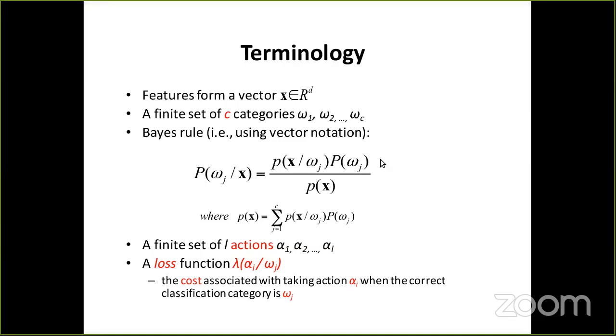Alpha is the decision that you make. It is the class decided by the system, and omega is the true underlying class. When alpha and omega are the same, then there is no error. Okay, so alpha is the output of the classifier. Yes, alpha is the output.